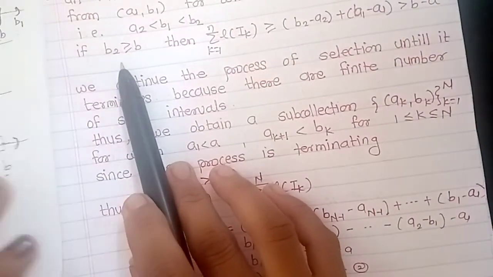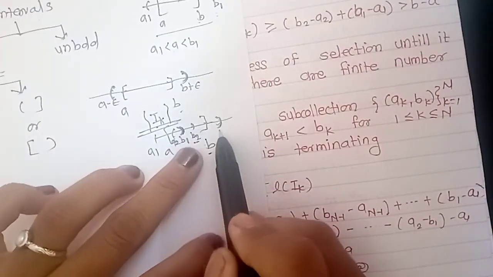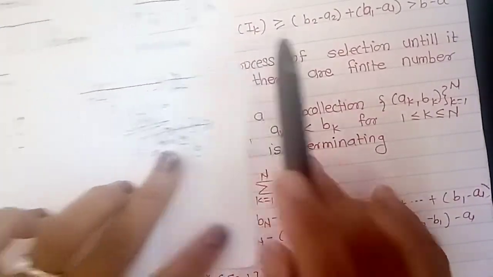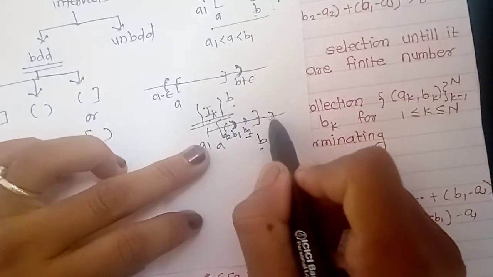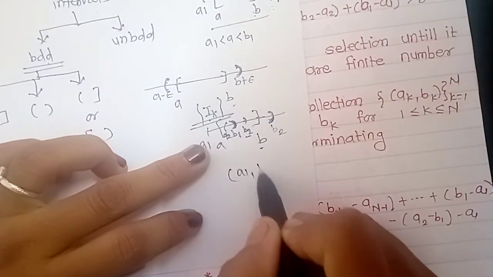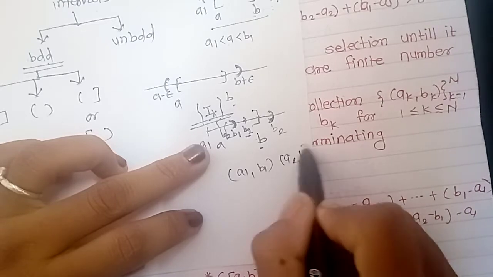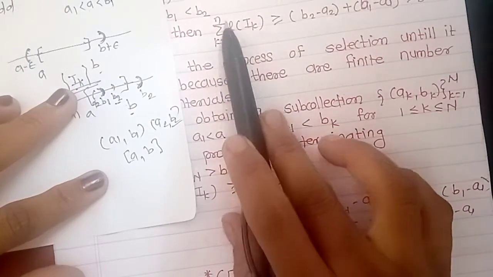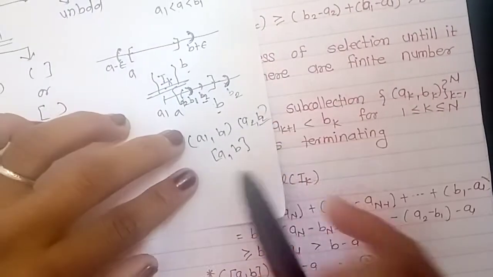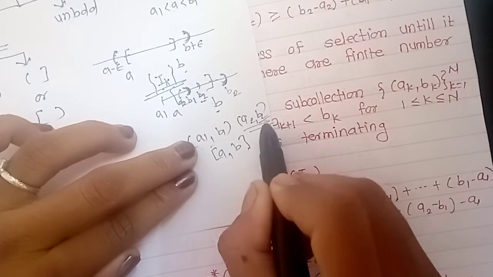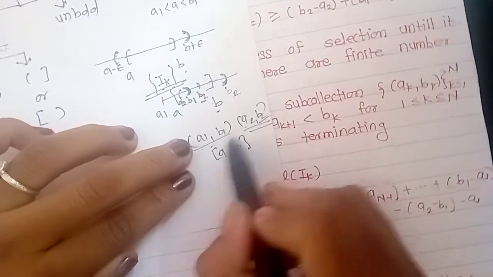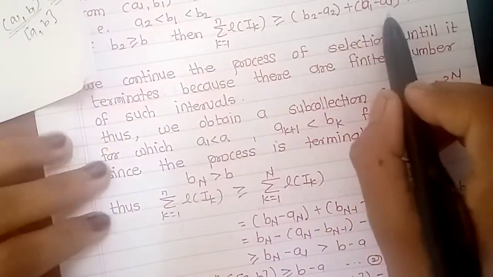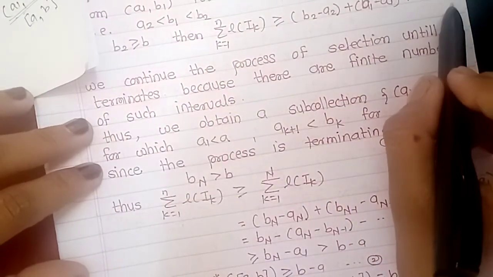So if b2 is greater than b, that is if b2 is here, then what we get is that the sum of lengths of Ik has two intervals. Now if b2 is greater than b, then there are two intervals a1 b1 and a2 b2 which cover closed ab. There may be other intervals, so the sum of lengths of those intervals is greater than or equal to the sum of the first and second interval, b2 minus a2 plus b1 minus a1, which is strictly greater than b minus a, because it is a cover for closed ab.